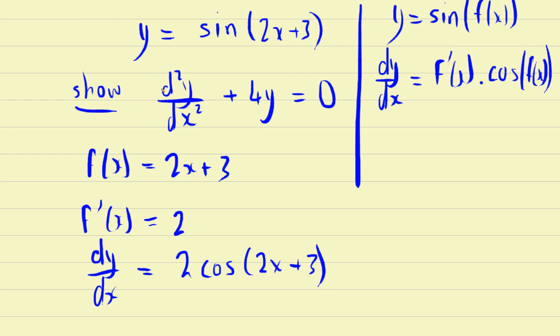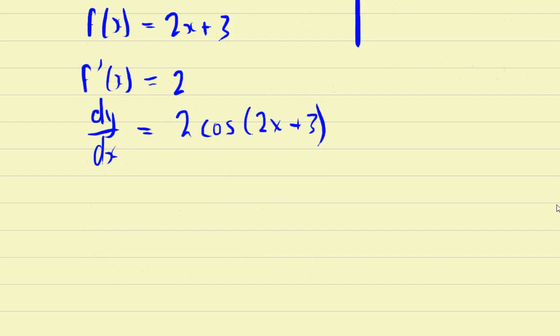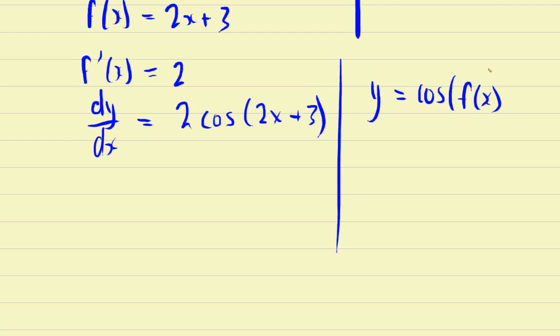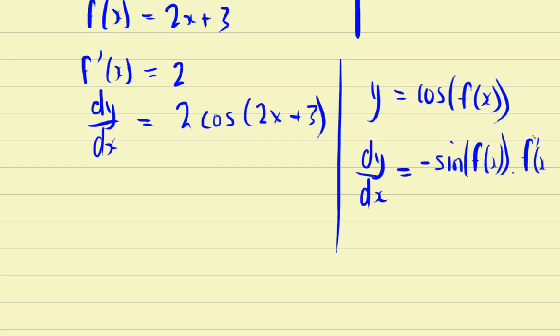Now what we need is the second derivative, so we'll differentiate this again. Again, just for clarity, if you had a function y equal to cos f of x, in this case dy/dx would be equal to minus sine f of x, multiplied by the derivative of f of x. F of x in this case is still 2x plus 3. We've already found the derivative of f of x, so we don't need to do it again. We just need to differentiate the cos function.